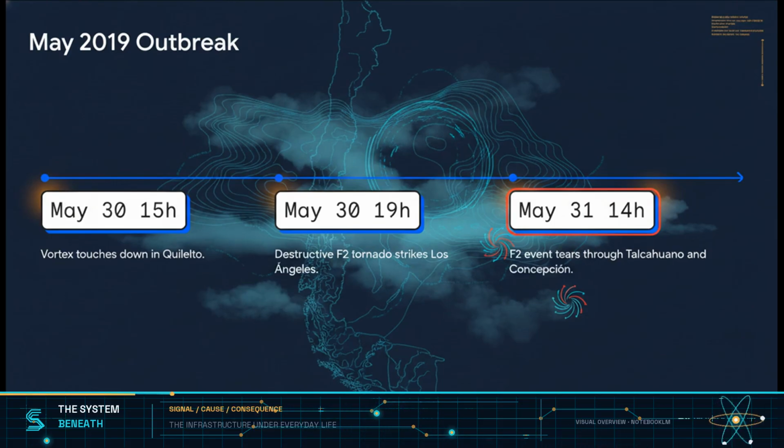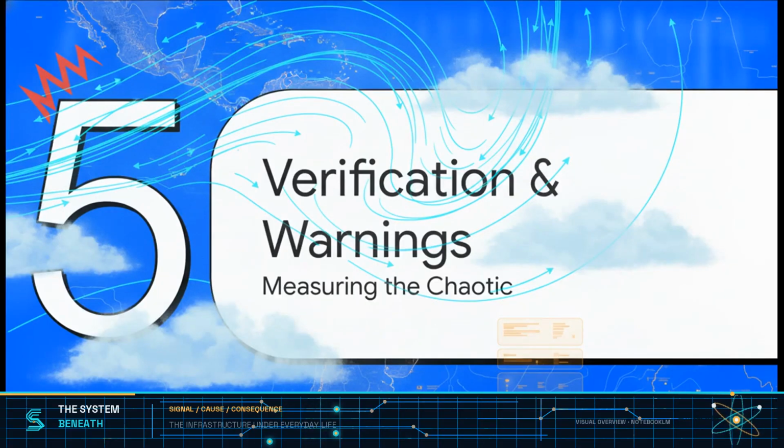At 3 p.m. on May 30th, a vortex touched down in Quilleco. Less than 4 hours later, at 6:57 p.m., a highly destructive F2 tornado struck the city of Los Angeles, leaving massive infrastructure damage. Then, the very next day at 2 p.m., another F2 event violently tore through Talcahuano and Concepción. This rapid back-to-back sequence proved without a shadow of a doubt that the Chilean atmospheric engine could absolutely manufacture catastrophic multi-vortex events.